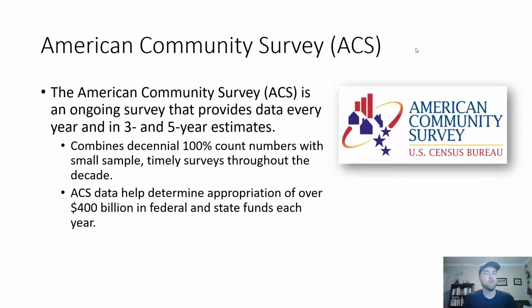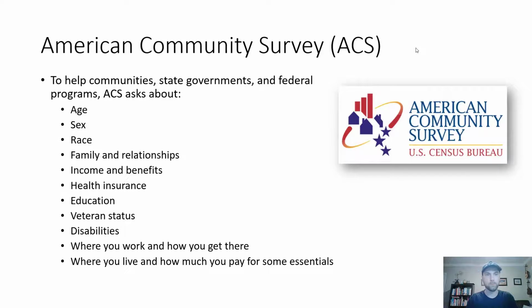So instead of only relying on the data that comes out every 10 years, the ACS provides data more frequently than that. ACS data help to determine appropriation of over $400 billion in federal and state funds each year. And the ACS actually is fairly new. It really got going after the 2010 census. With the ACS, the goal is to help communities, state governments, and federal programs.